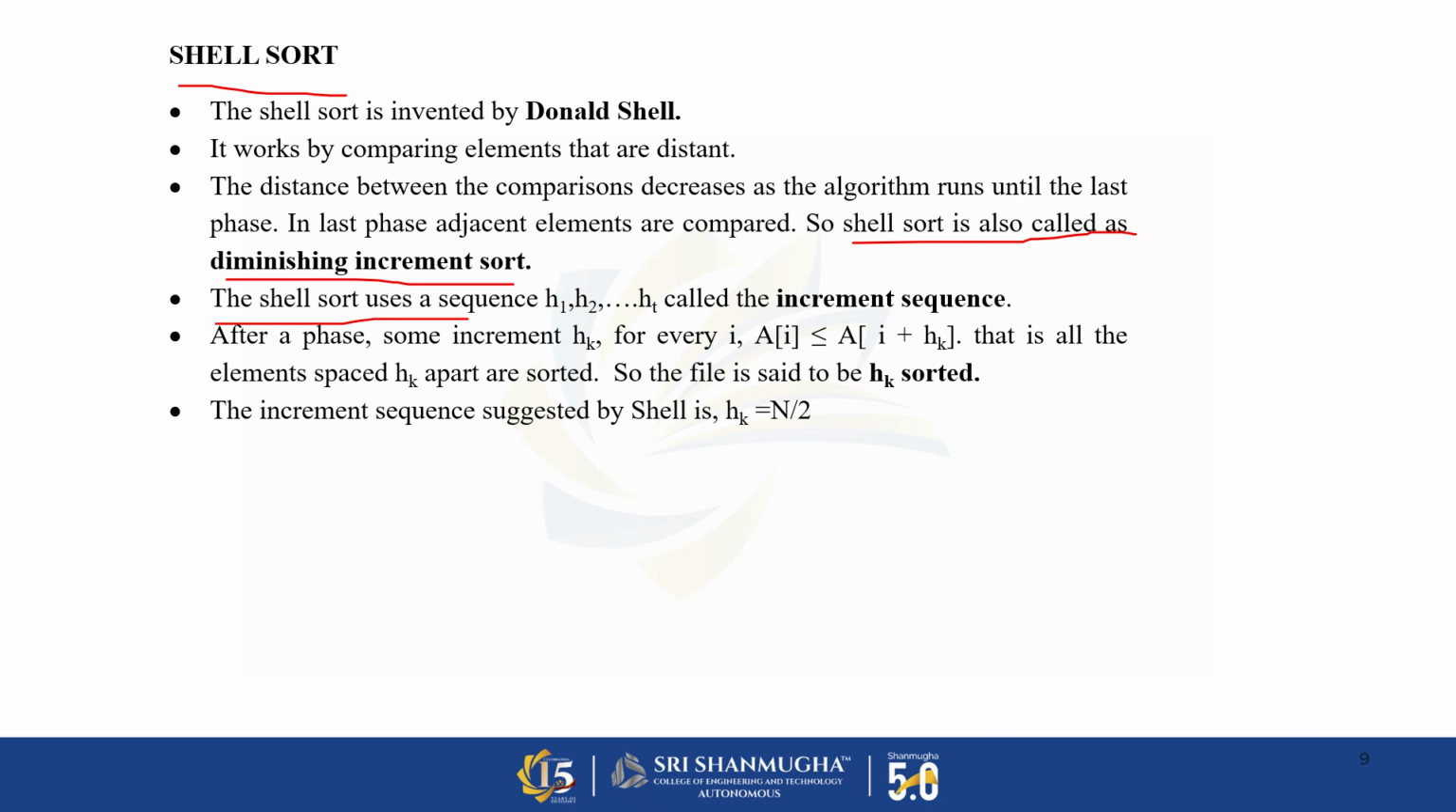The shell sort uses a sequence h1, h2, ..., ht called the increment sequence. After a phase using some increment hk, for every i, a[i] is less than or equal to a[i + hk], that is, all the elements spaced hk apart are sorted. So the file is said to be hk-sorted. The increment sequence suggested by Shell is hk = N/2.